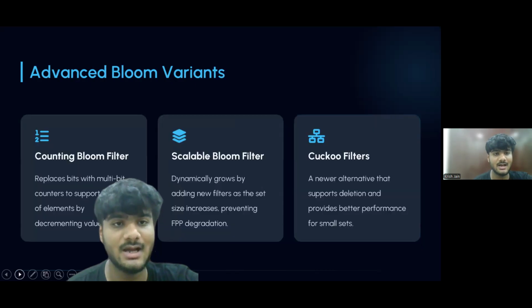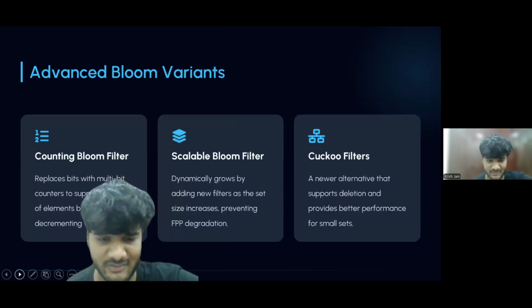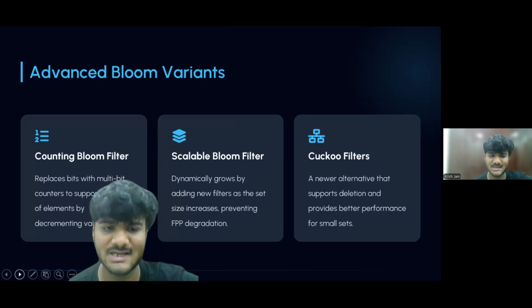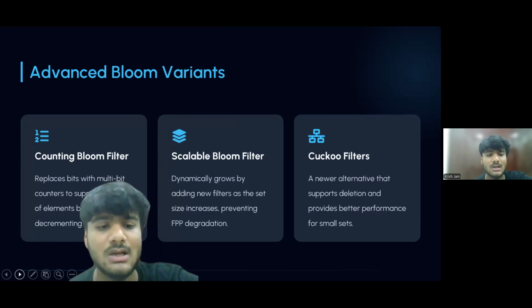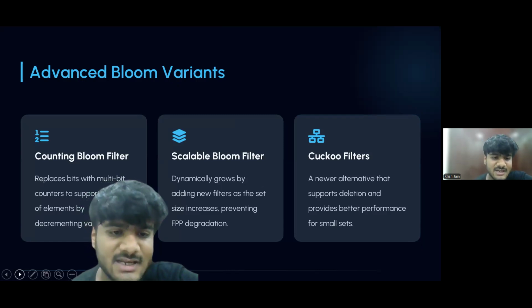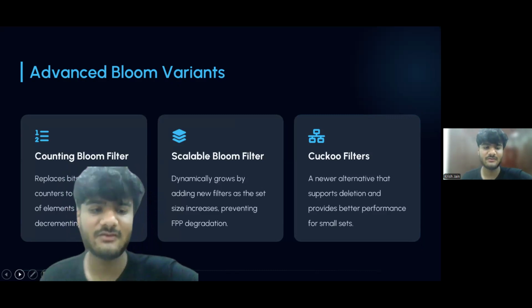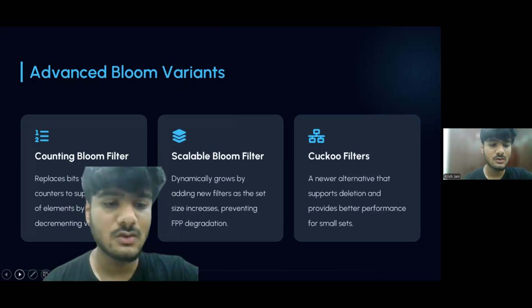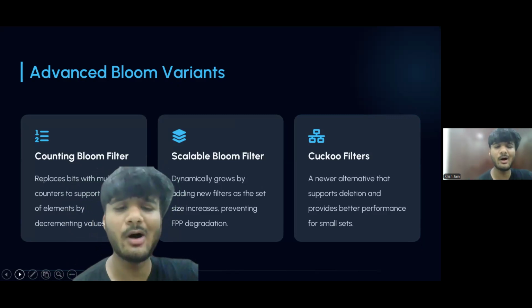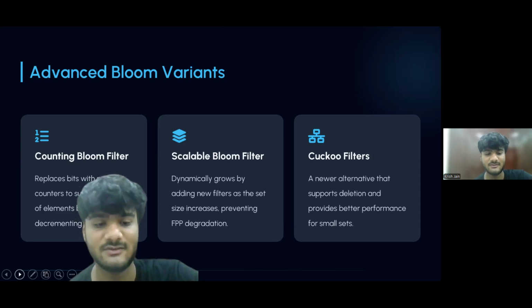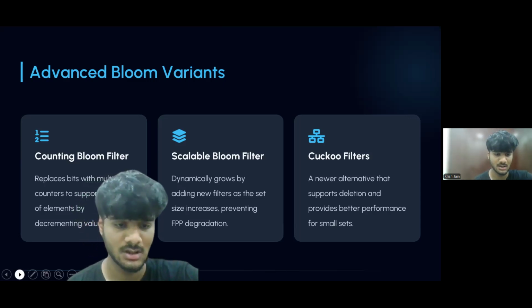And now let's come to the advanced Bloom filter variants. There are some advanced versions. Counting Bloom filter uses counters instead of bits. This supports deletion by decrementing values. Scalable Bloom filter dynamically grows by adding new filters as more elements are inserted. This prevents false positive probability from increasing too much. And third is Cuckoo filter, a modern alternative. It supports deletion and often performs better for small data sets.